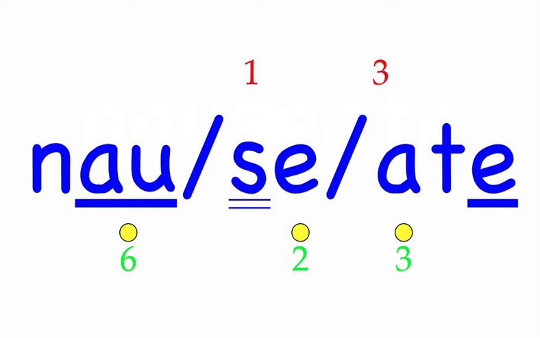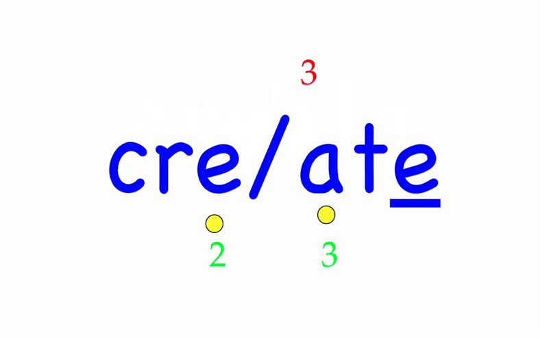Create. I will create a rainbow. Create. Cre has three sounds, k, r, e. Eight, two sounds, a, t. Create. Mark the word, create.